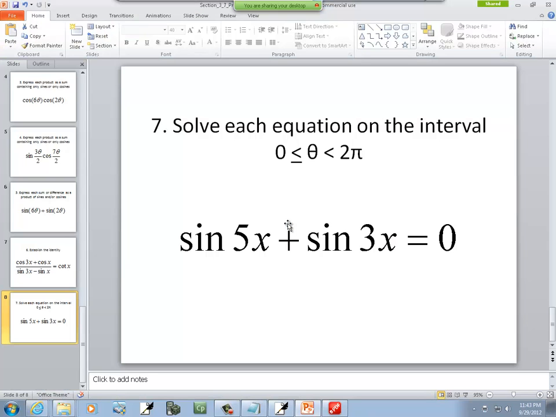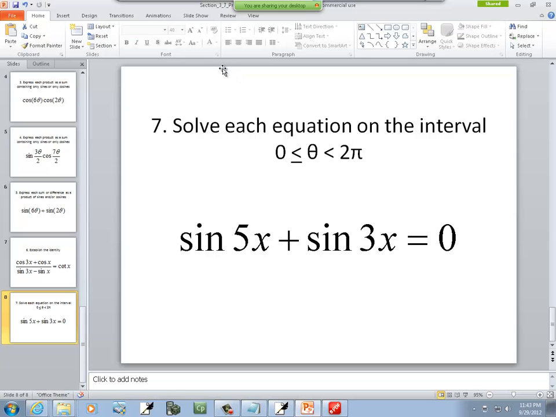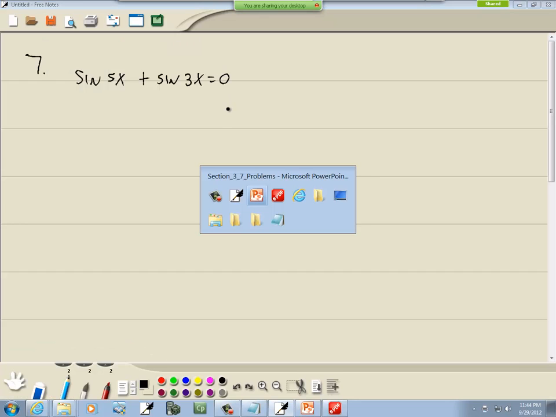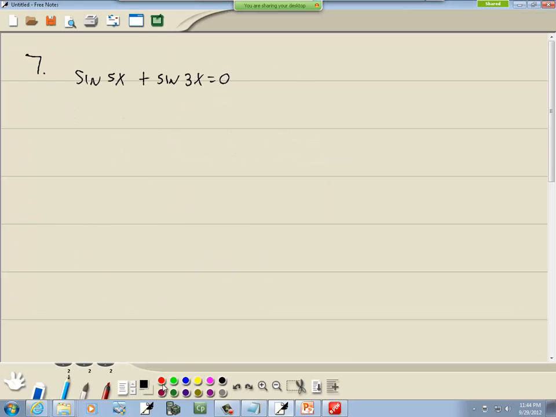Okay, so let's look at our last problem here. We got sine of 5x plus sine of 3x equal to 0, and solve each equation on the interval from 0 to 2 pi. Well, I'm looking for a formula that's sine of something plus sine of something, which would be number 4. So I'm using formula 4. And this would be our alpha, and this would be our beta.